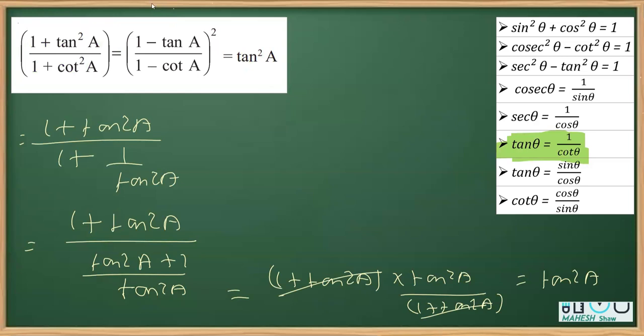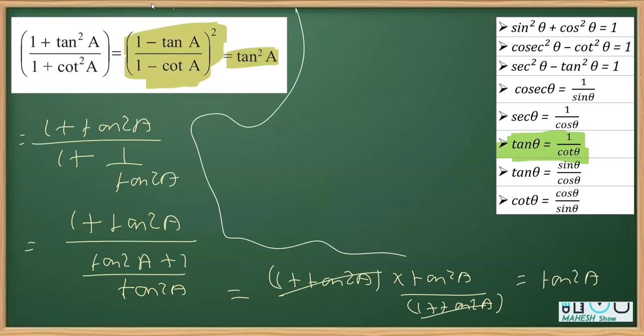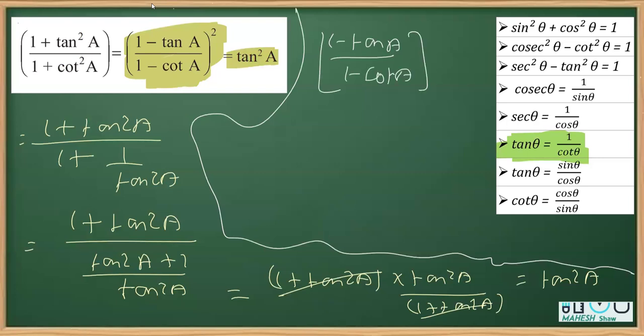Now in the next step, we have to prove the second part in the same manner. Now we have (1 + tan A) over (1 + cot A), whole square. The same way, I'm going to use the reciprocal, that is, I can write cot A as 1 by tan A. We need to keep in mind we have a whole square here.